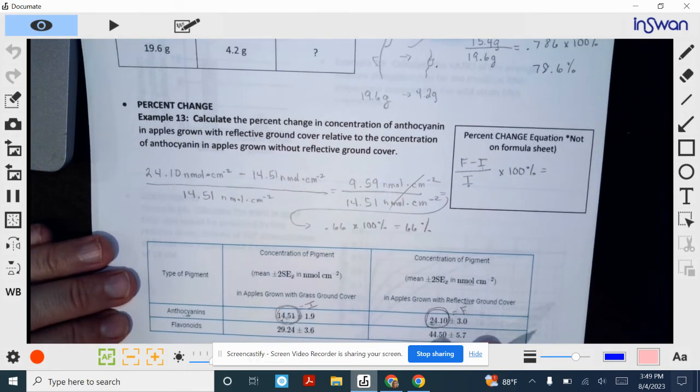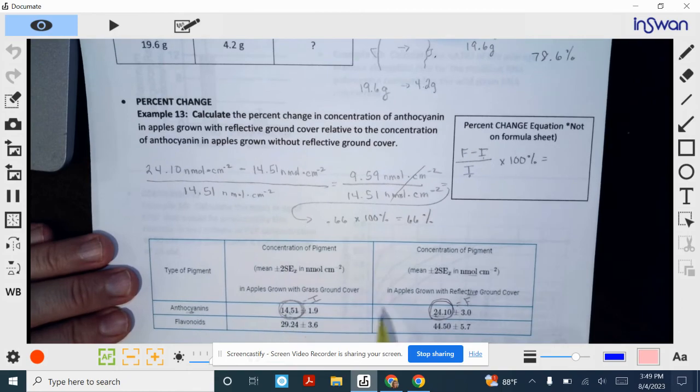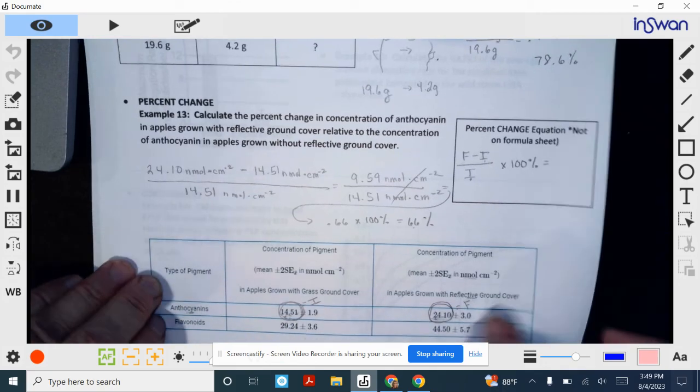And then think about it from here to here. So if I double this, that would be about 29, right? And that would be 100% increase if it went from 14 to 28, okay? It didn't go up to 28, it went up to 24. So it's definitely going to be less than 100. That sounds about right. About 66% would take it from 14 up to 24. Okay. All right.